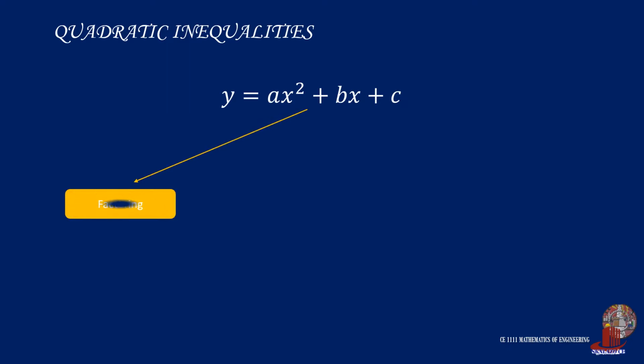To understand the procedure of solving quadratic inequalities, we revert back to the quadratic equation ax squared plus bx plus c. There are different ways to find the roots of the equation, such as factoring, by using the quadratic formula, and by completing the square, among others.